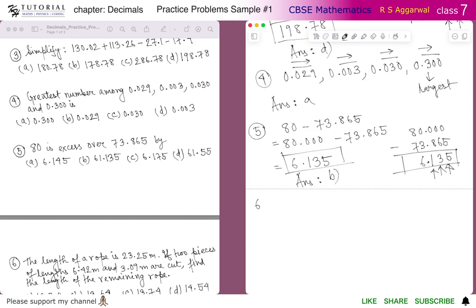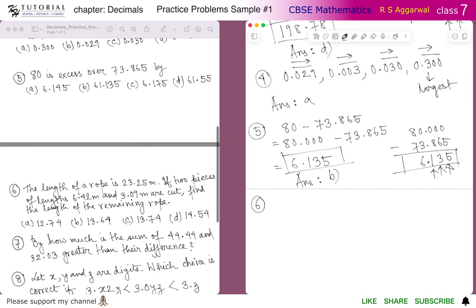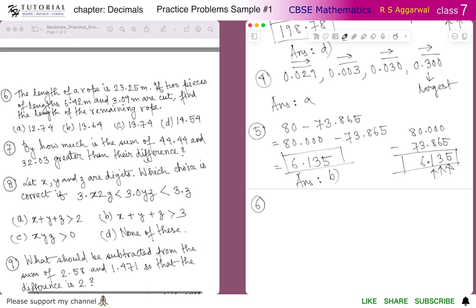Okay, let's do problem number 6. This is a word problem. The length of a rope is 23.225 meter. If two pieces of length 6.42 meter and 3.09 meter are cut, find the length of the remaining rope.